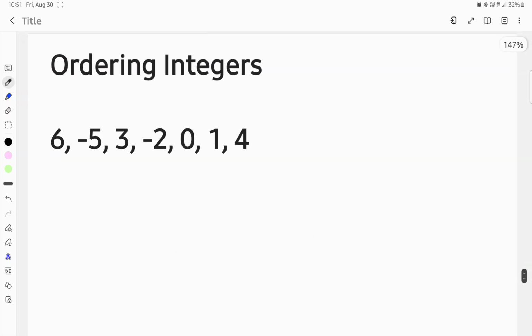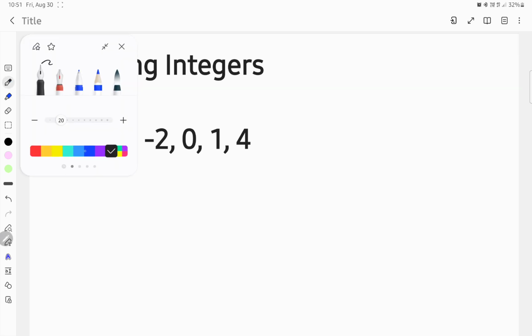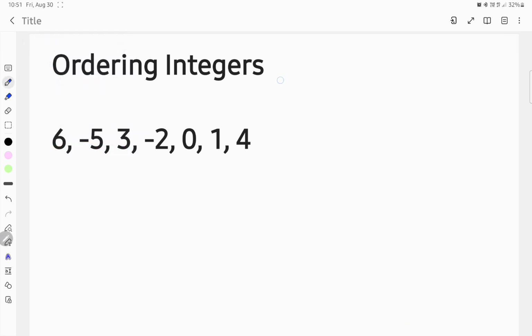Now, when we say ordering integers, there are two orders that we could use. The first one is least to greatest, and then the other one is greatest to least. When we say least to greatest, you start with the smaller value going to bigger value, while the reverse is the greatest to least. Now, it's a very good thing if we have a number line.